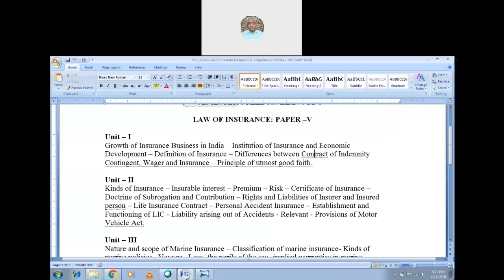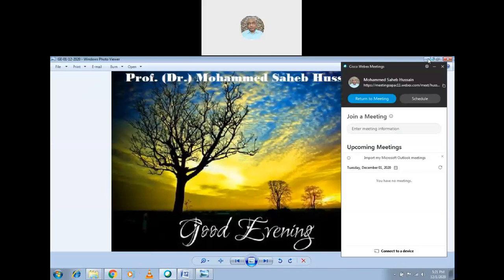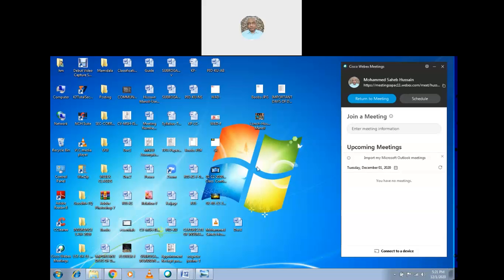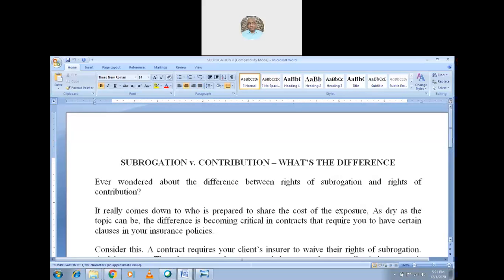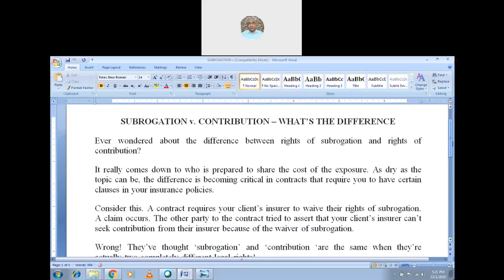Then if we go to the next point, that is subrogation, doctrine of subrogation and contribution. That is the next. We'll throw light on it, then we'll see how much we can cover. Subrogation versus contribution, what is the difference and how it can be made. What do you mean by subrogation and contribution?